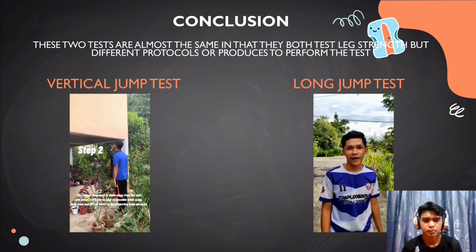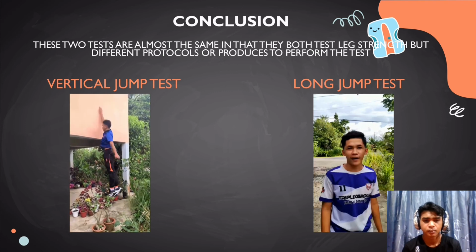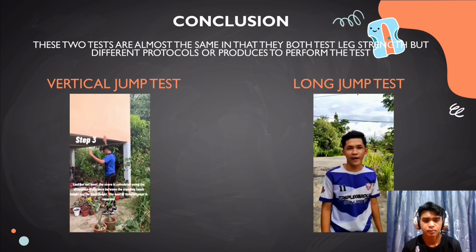Step 2. The subject then needs to stand away from the wall and jump vertically as high as possible while using both arms and legs to assist in projecting the body upwards. Step 3. Last but not least, the score is calculated using the difference in distance between the standing reach height and the jump height. The best of 3 attempts is recorded.